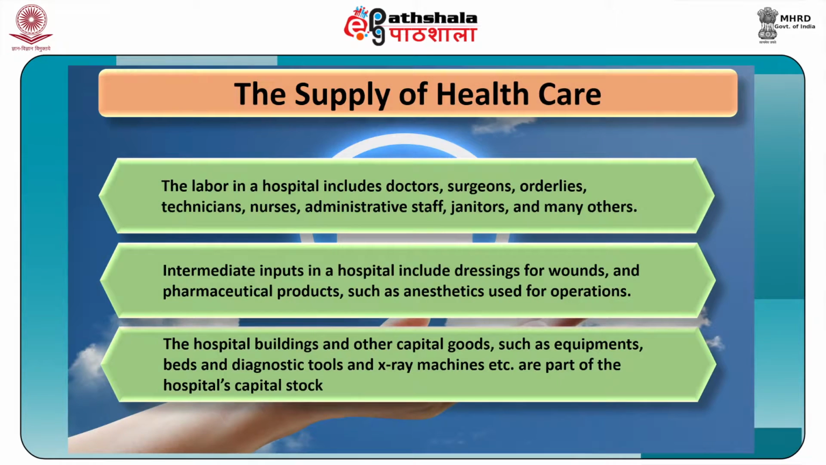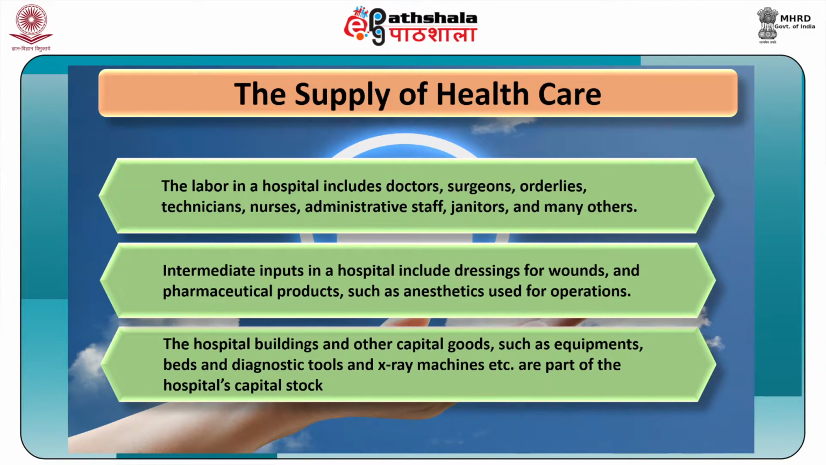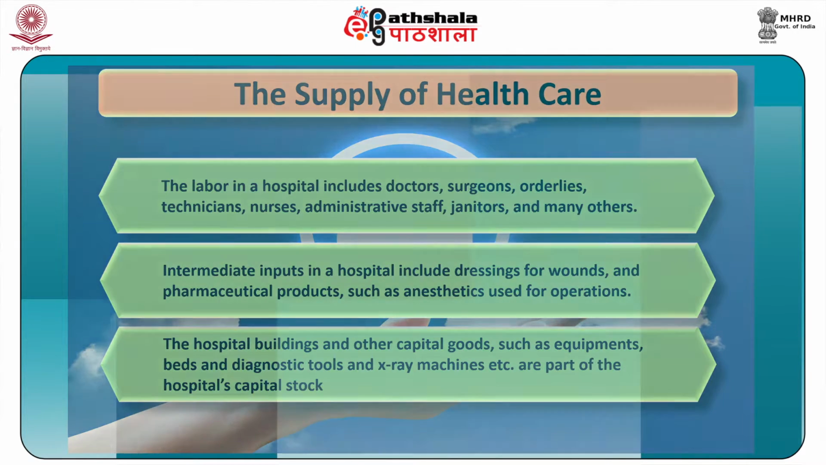The labor in hospital includes doctors, surgeons, orderlies, technicians, nurses, administrative staff, janitors, and many others. Intermediate inputs in a hospital include dressing for wounds and pharmaceutical products such as anesthetics used for operations. The hospital building and other capital goods such as equipment, beds and diagnostic tools and X-ray machines, etc. are part of the hospital's capital stock.